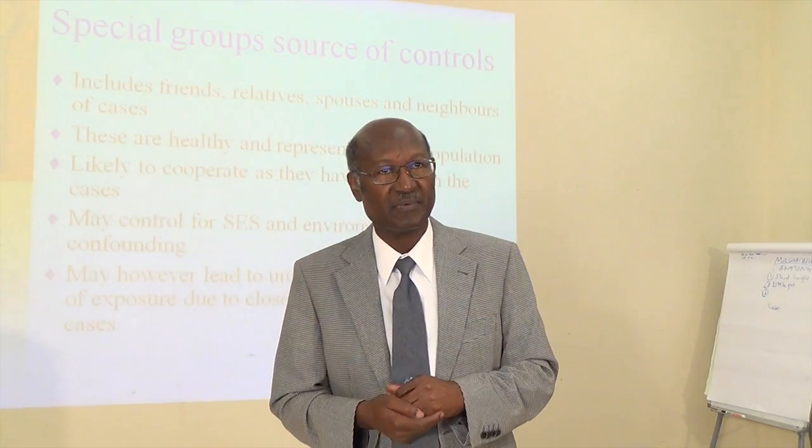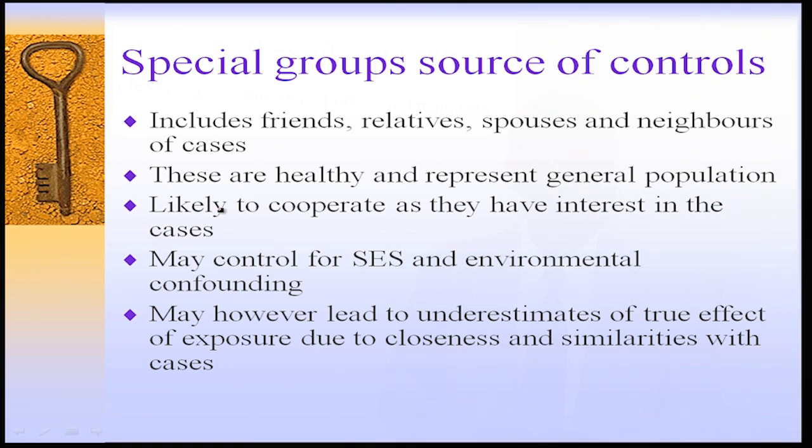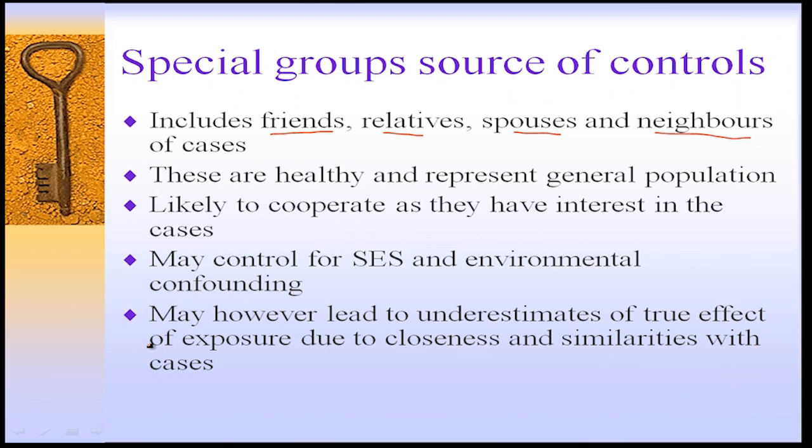Special groups of controls for the cases. This includes, as I've said before, friends, relatives, spouses, and neighbors of cases. These are healthy and represent the general population. They are likely to cooperate as they have interest in the cases because they know the cases. They may control for socioeconomic status and environmental confounding, which is a good thing, of course. They may, however, lead to underestimates of the true effect of exposure.